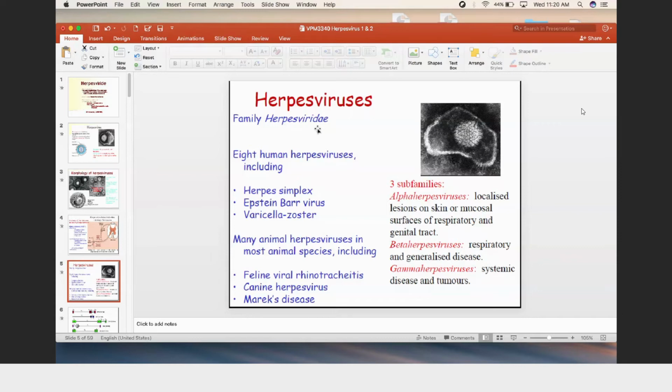So there are eight groups of herpes viruses in humans, and also many animal herpes viruses. You will find them in animal species such as feline, canine, chickens. In fact, you can even see herpes virus in fish. It's everywhere.